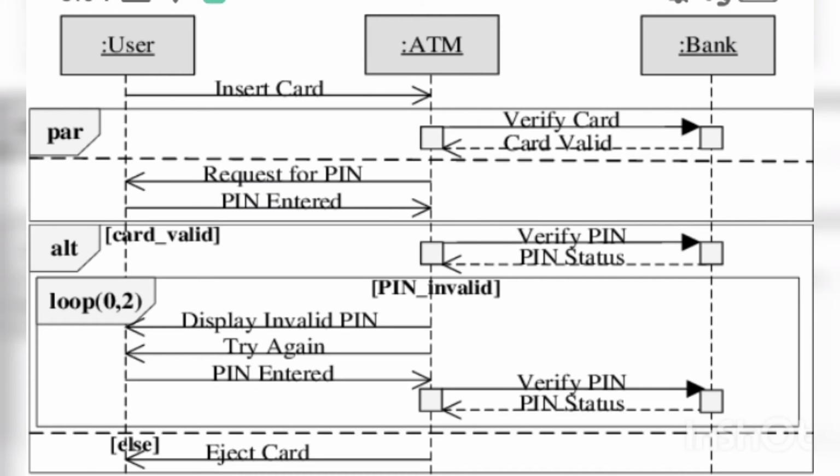After all that happens, if the condition is true, then the card is validated and the user is getting all the money that he wants, whatever he entered in the ATM system, then the card is ejected. So like this we have n number of sequence diagrams. We can draw the sequence diagram for any system. The same lifeline is used, the same activation boxes are used, and the arrow mark is used. So that's it for this video. This is about sequence diagram. In the next video we are going to see about collaboration diagram.